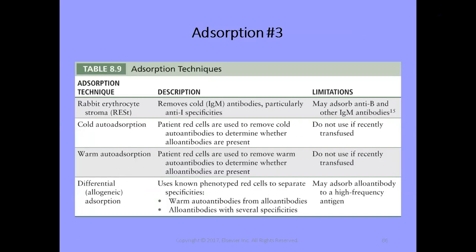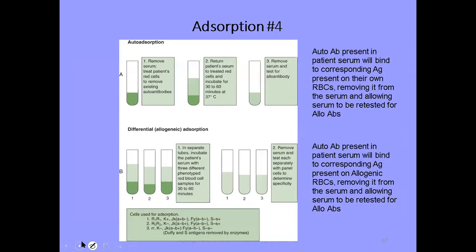There are a couple of ways to do it, and don't worry too much about memorizing these, but there's rabbit red cell stroma, we can use our patient's own cells. We're going to look at a couple ways to do this, but there's a variety of ways to do it. Okay, so firstly, we're going to look at an auto adsorption, and we kind of looked at this already, but it's a little confusing, so it's not going to hurt to review it one more time.